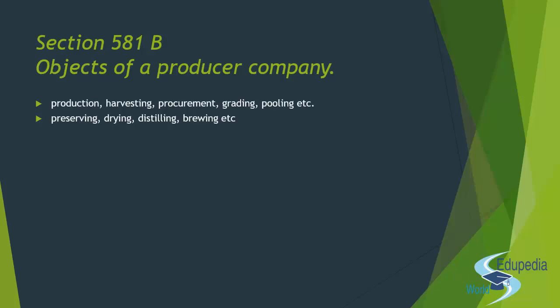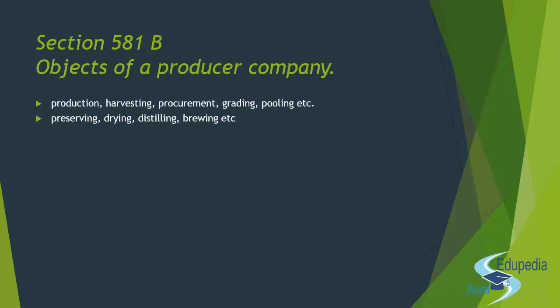Next is any manufacture, sale or supply of machinery to the members, right? It can be machinery, it can be equipment or consumables. So basically the object will move around the same central point, which is the primary produce. Either you produce it, or you process it, or you give the facilities to produce it, right?